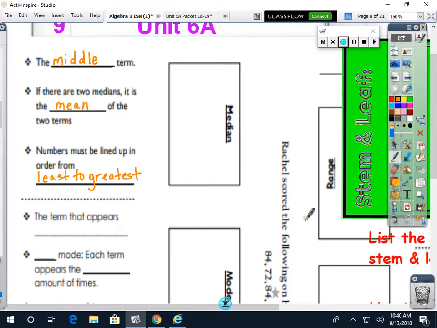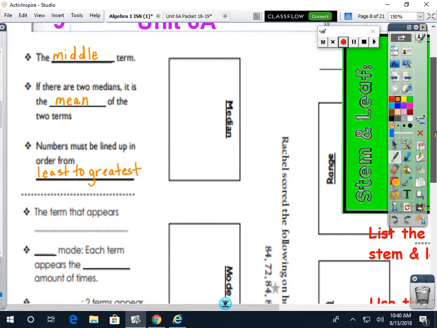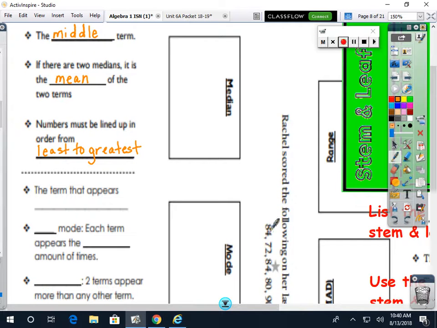Okay, so before you can find the median, the middle number, you have to put the numbers in order from least to greatest. Now over here to the right, you see this list of data in the middle of the foldable. It's 5 numbers. That's the data that we're going to be working with on this foldable. 84, 72, 84, 80, 90.